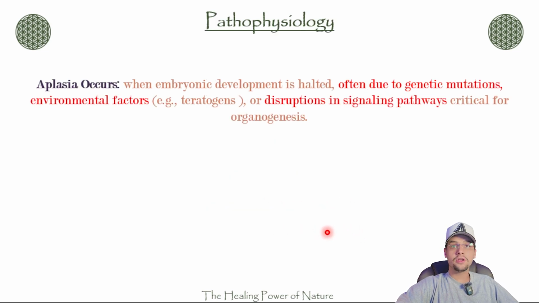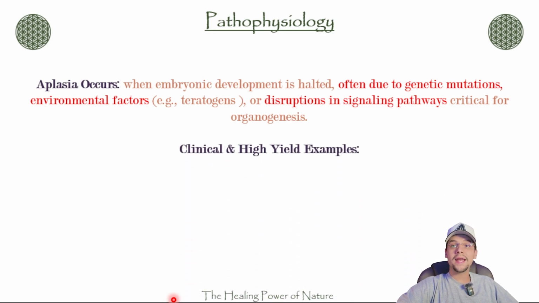So pathophysiology: aplasia occurs when embryonic development is halted, often due to genetic mutations like we just talked about. However, it can also occur due to environmental factors or harmful substances like drugs, infections, or toxins that disrupt normal embryonic or fetal development, potentially causing birth defects. Examples include alcohol or infections like rubella.